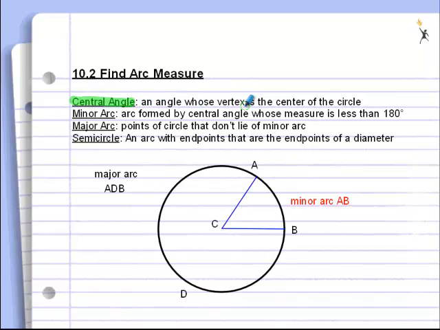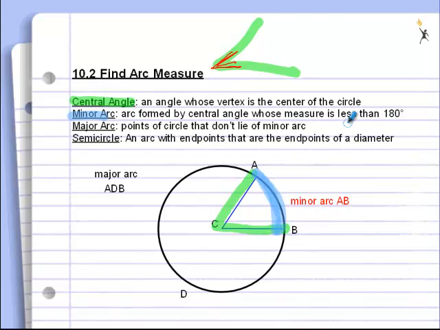It's an angle whose vertex, meaning that center corner, if we draw any angle, this is the vertex, whose vertex is the center of the circle. And you'll notice in this case, we've drawn a central angle of ACB. Then there's something called a minor arc. And a minor arc is very simple. It's the arc formed by a central angle whose measure is less than 180. In this case, arc AB is the minor arc.